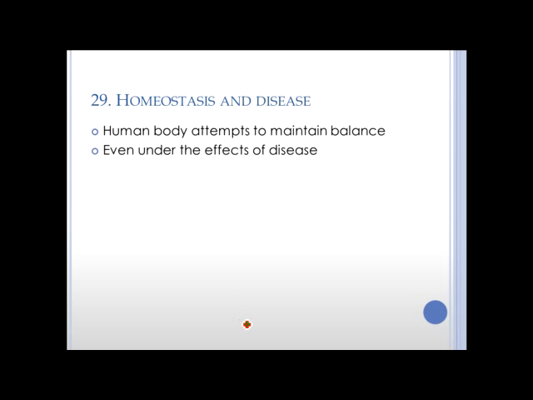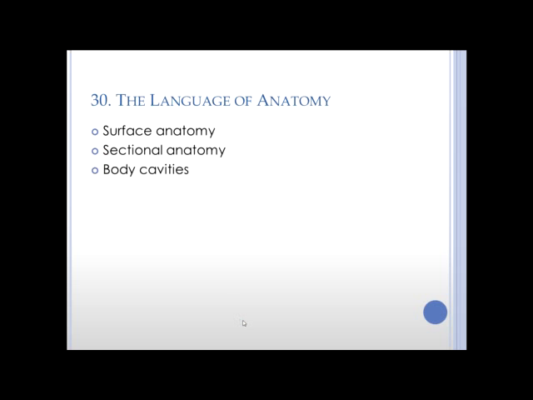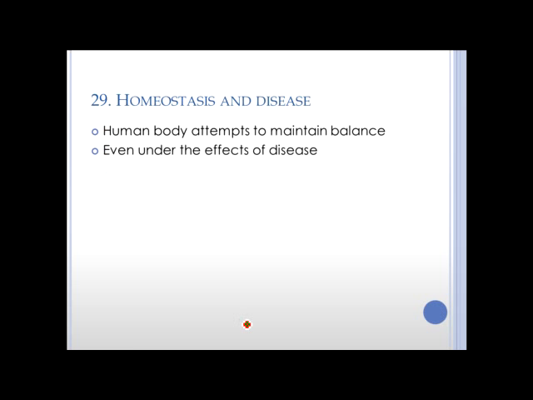Homeostasis and disease. Human body attempts to maintain balance even under the effects of disease, and that is correct. It is not proactive, it is reactive. An example of this. If you had an arterial cut and you were bleeding out, the proactive part of it is going to be, don't get the arterial cut to begin with. The body's not like that. It is reactive. So an example of this, it can be a self-perpetuating circle due to its ability to react.